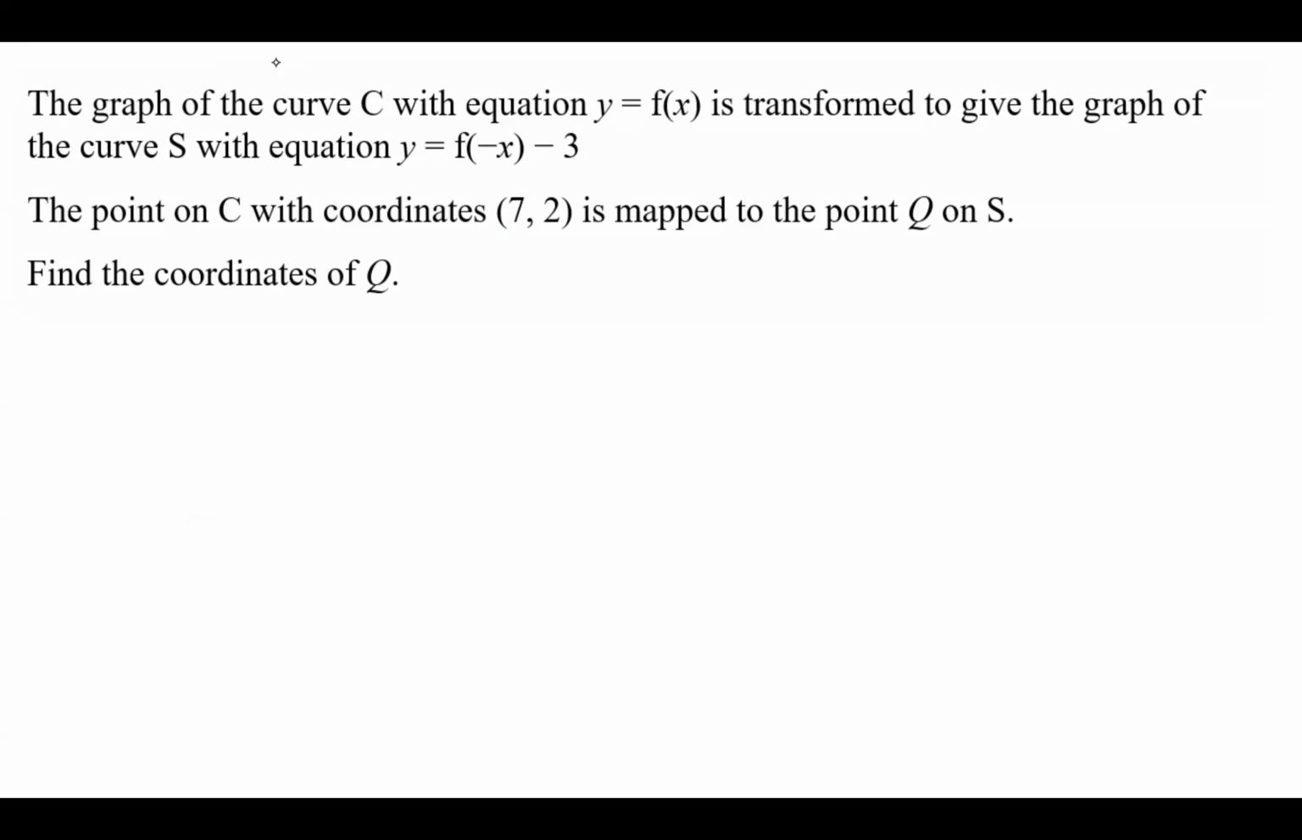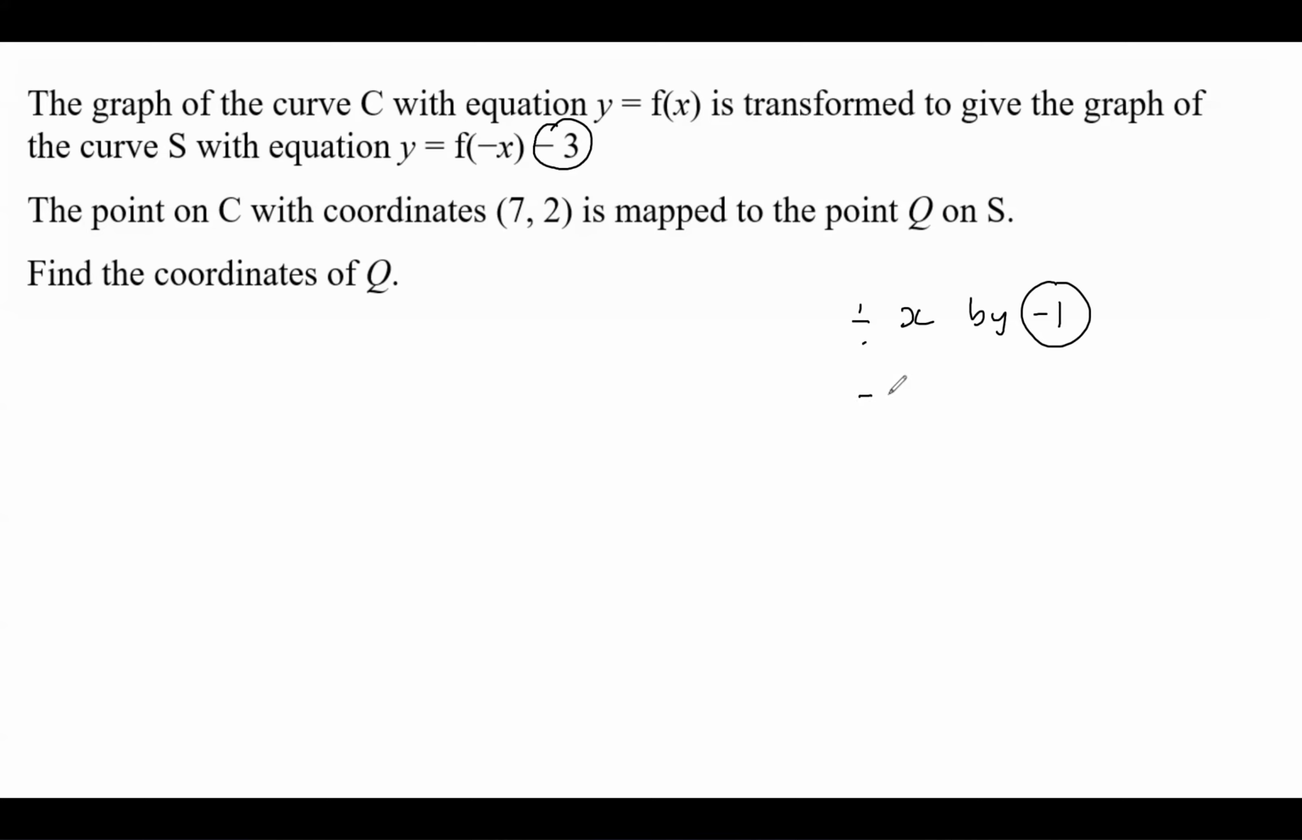Let's have a look at this question here. So now we've got two transformations happening. We've got the minus on the inside, so we are going to divide x by minus 1 because we need to do the opposite. The opposite of times by minus 1 is to divide by minus 1. And then we've got the minus 3 on the outside. So we do as it says.